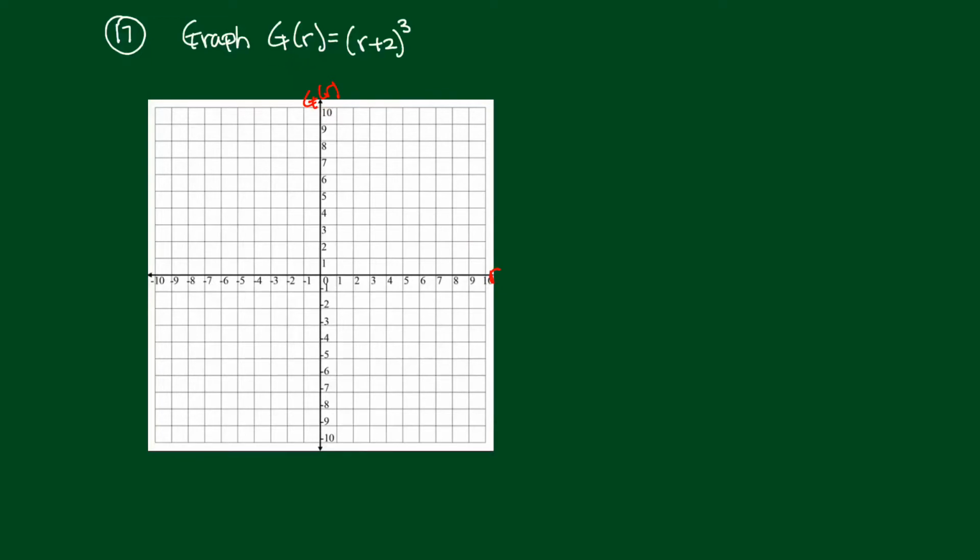So look at this function here, and I recognize this as a cubic. So I'm going to look at the basic cubic function, and then do what? Well, the 2 is inside, and it's a plus. So I'm going to take that basic cubic function and shift it 2 units to the left. The plus is inside, so it goes the opposite of what we think. Positive would go to the right, but I have to remember that it goes the opposite of what I think.